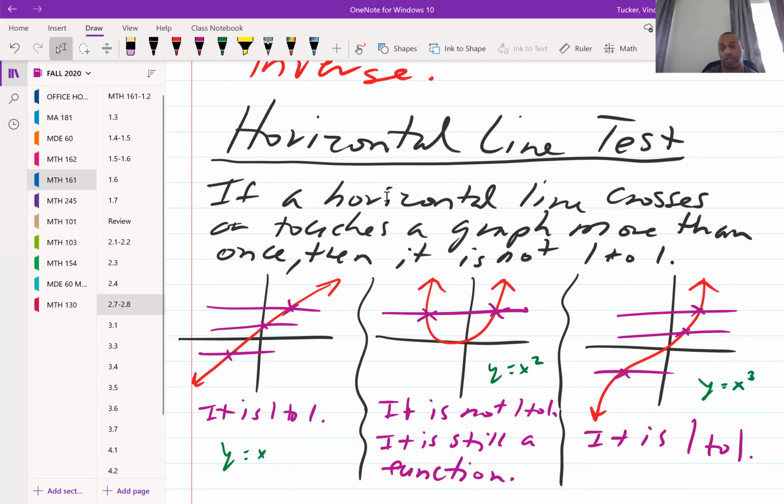And then the last one, the cubic equation, is one-to-one. No matter where you draw your horizontal line, it will only touch it once. So that means it is a one-to-one function.